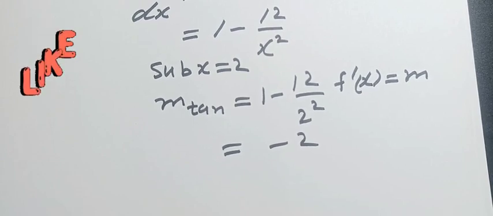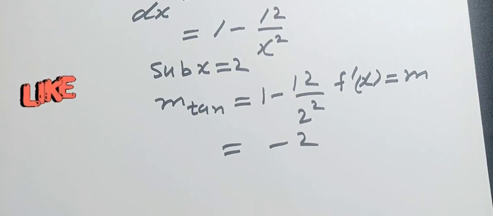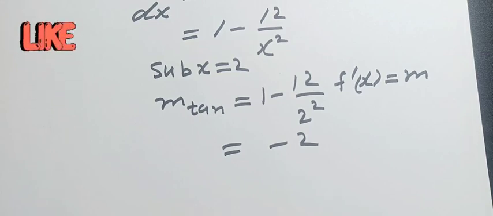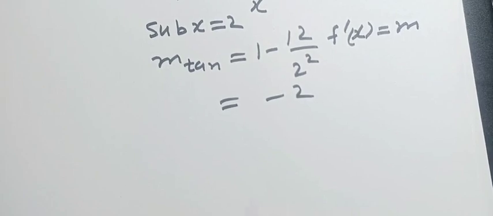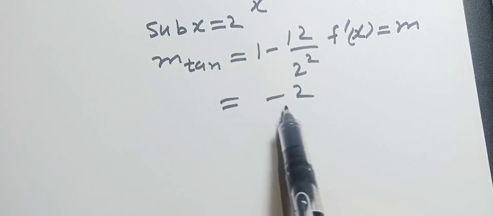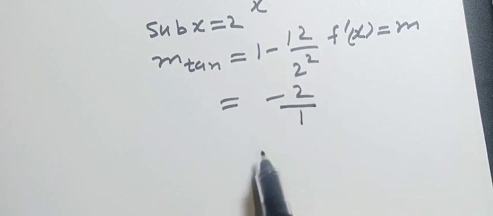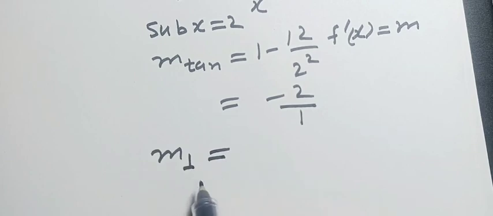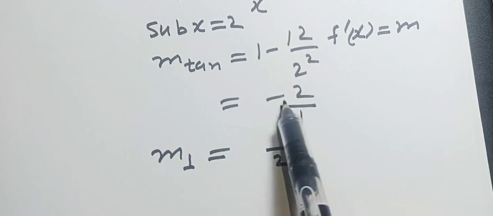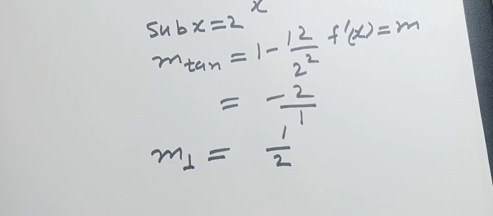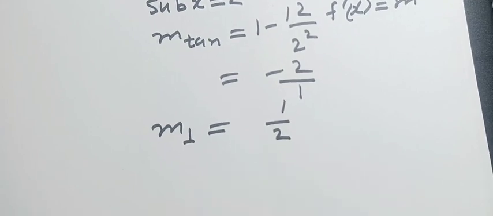Now we need to determine the gradient of the perpendicular line. Must remember that the line is perpendicular. First we invert: the gradient of the tangent is negative 2, so inverting becomes 1 over 2, and then we change the sign to become positive. So this is the gradient of the perpendicular line, or you can use a formula if you want to.